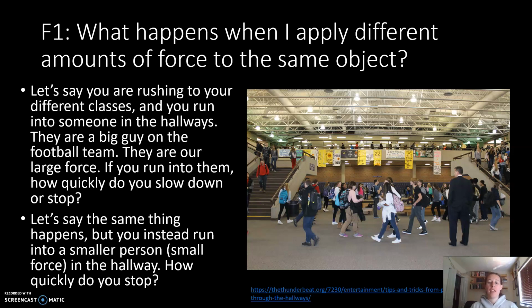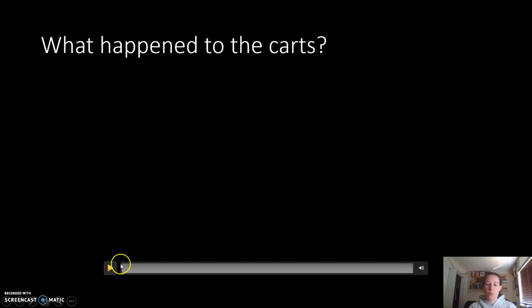But if the same thing happened and you ran into a smaller person, or maybe you're at home and you ran into a sibling who's younger than you, when that happens, you slow down a lot slower. It doesn't take as much to slow down. You might even keep going forward at first instead of slowing down. So we see these different ideas: if I run into a big force, I'm going to generally slow down faster than if I run into a small force, which is what we see with the carts.